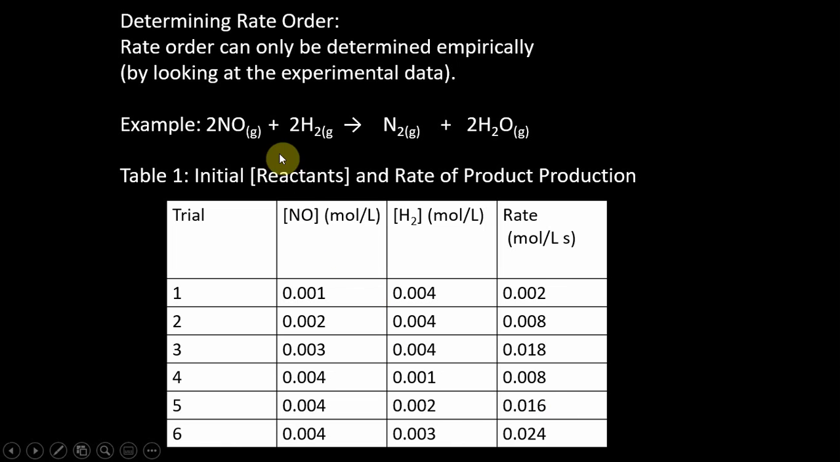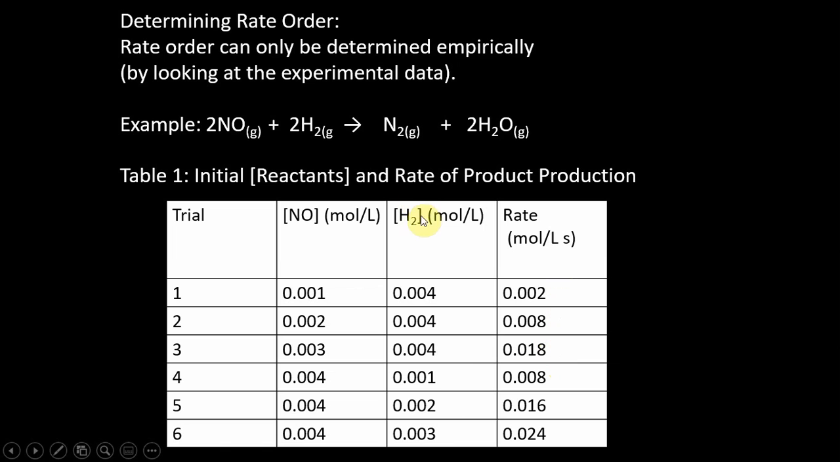So looking first of all at how the NO changes, when you double it, the rate actually changes by a factor of not 2 but 4. All right. When you triple it, it goes up by a factor of not 4 or 5, it goes up by a factor of 9. And so that tells us that this is actually a second order, because 4 is 2 squared and 9 is 3 squared, right? So that's how these sorts of things are determined.